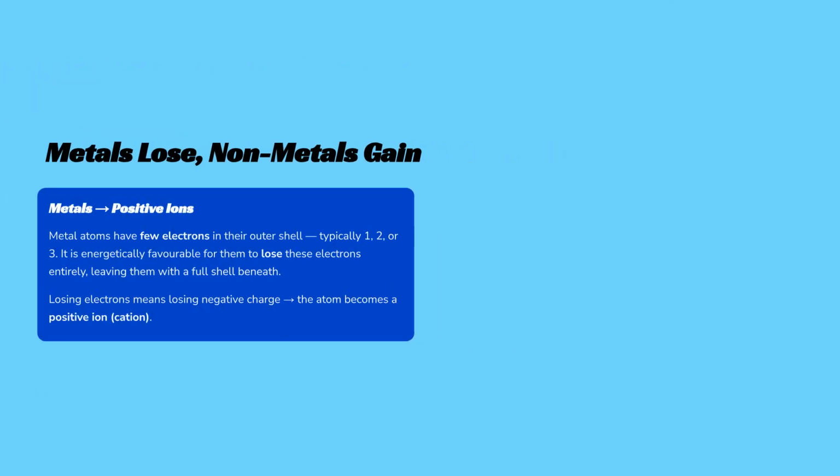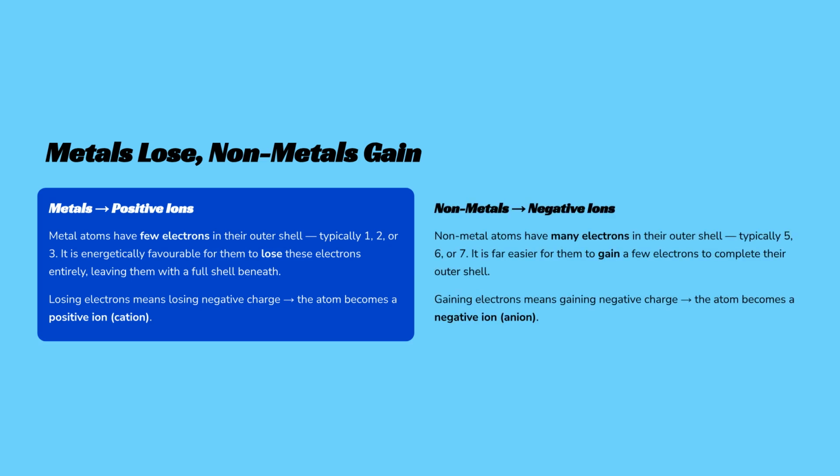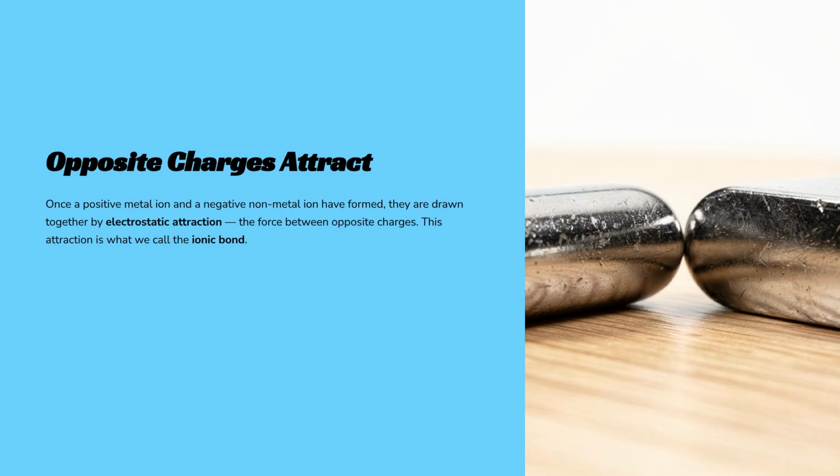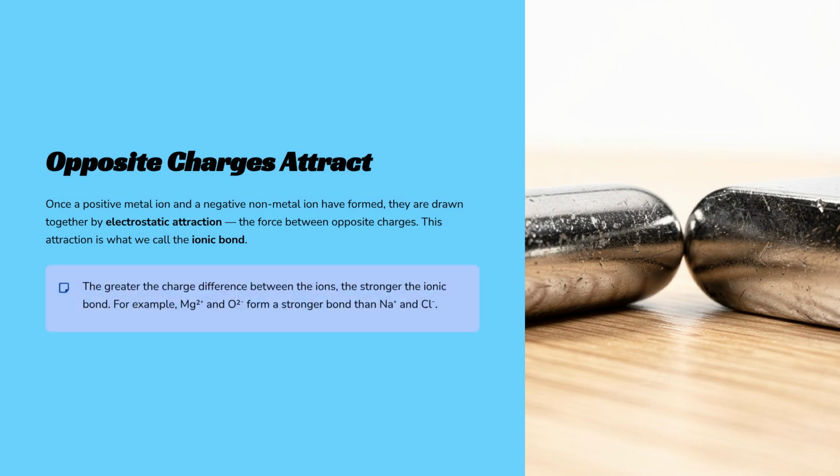Metal atoms typically have few outer electrons, making it easier to lose them and form a positive ion or cation. Non-metal atoms have many outer electrons, so they gain electrons to form a negative ion or anion. The positive and negative ions are drawn together by electrostatic attraction, forming the ionic bond. A greater charge difference between the ions leads to a stronger ionic bond.